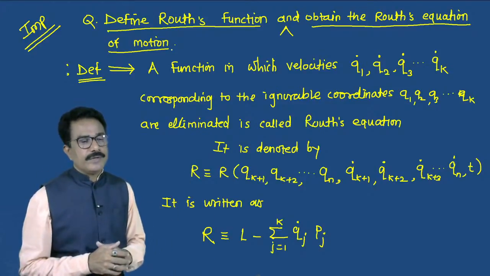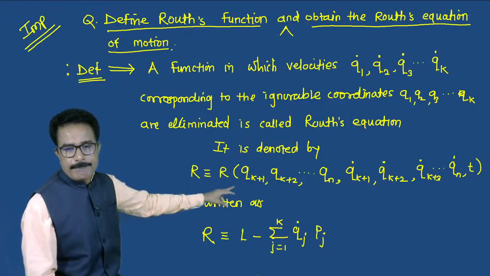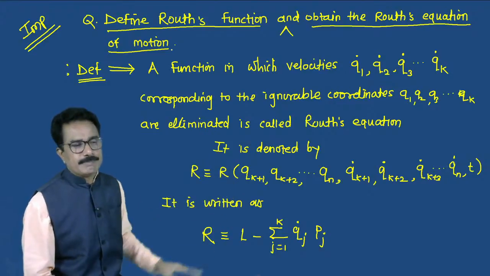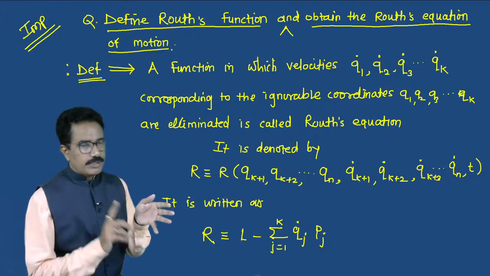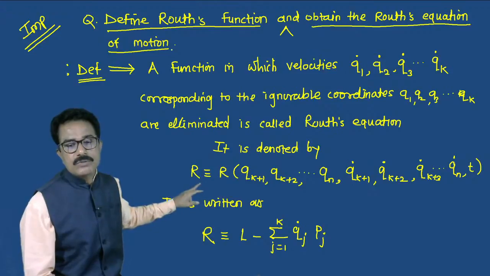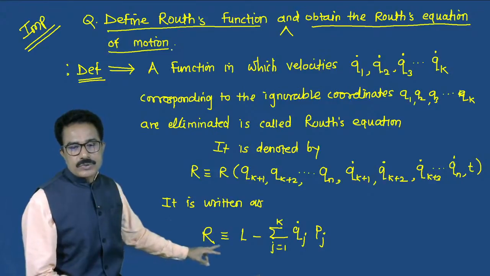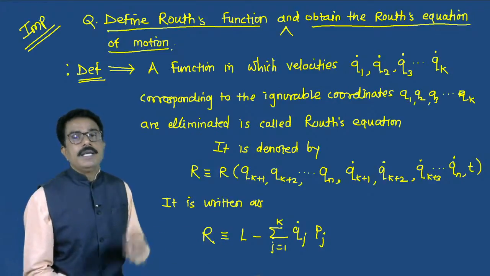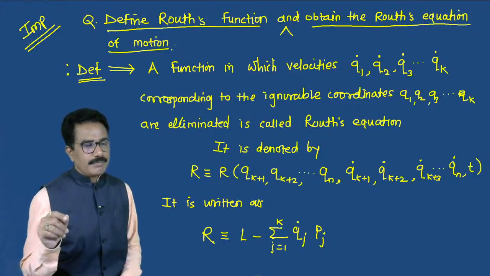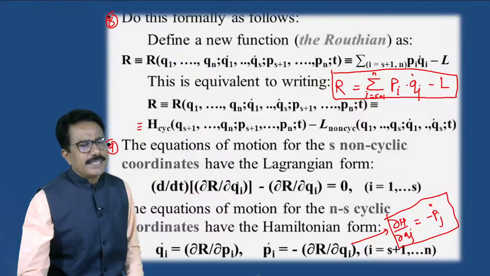Routh function, which is denoted by R, is equal to R of qk plus 1, qk plus 2, qk plus 3, up to qn. We removed q1, q2, q3 from the Lagrange's function, so we get the Routh function. This is written in simple form as R is equal to L minus the summation j equals 1 to k of qj dot into pj.